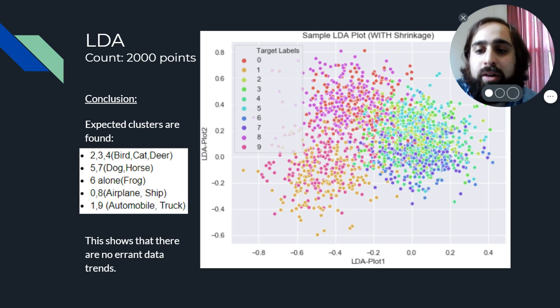So bird, cat, and deer are clustered. The machines are clustered together. And kind of an unfortunate thing, it tells us something that we already know. But I would argue that that's something that within itself is information, that we know that there's no erroneous data trends or some odd data that doesn't really fit the intuitive pattern that we're going to look for. So this LDA plot definitely helped us when we were doing our unsupervised modeling.